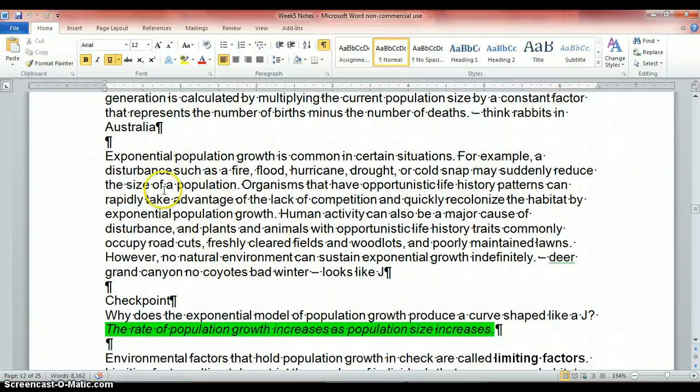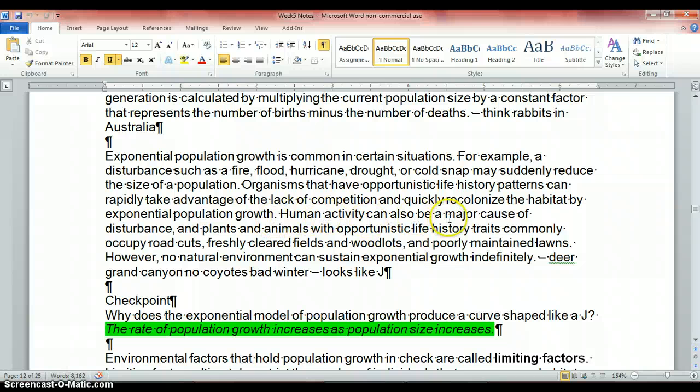And since they're growing out of control because they don't have any predators. Exponential population growth is common in certain situations. For example, a disturbance such as a fire or flood may suddenly reduce the size of a population. Organisms that have an opportunistic life history pattern can rapidly take advantage of this lack of competition and quickly recolonize the habitat by exponential population growth.